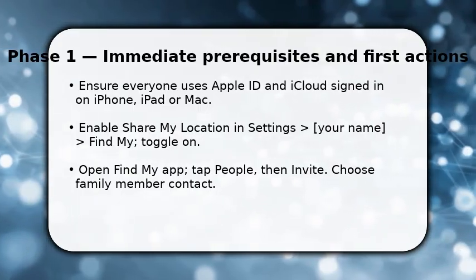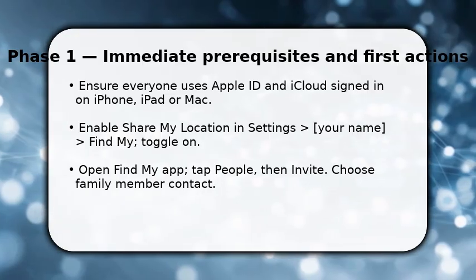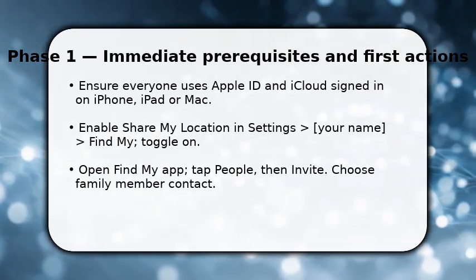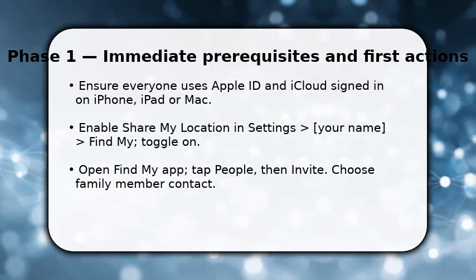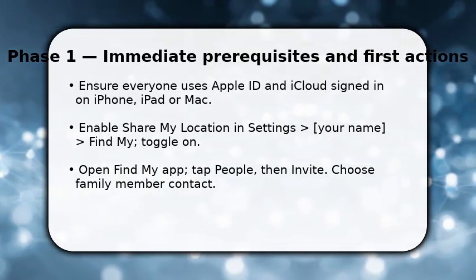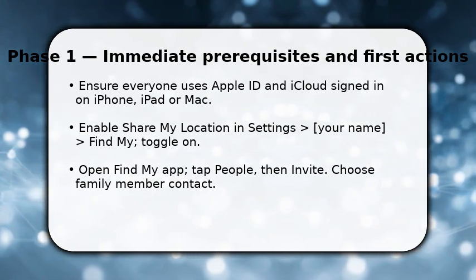Next, open the Find My app and switch to the People tab. Tap Invite to share location with a family member. Make sure you pick the correct contact and choose to share for 1 hour, until end of day, or indefinitely so the family link stays active.